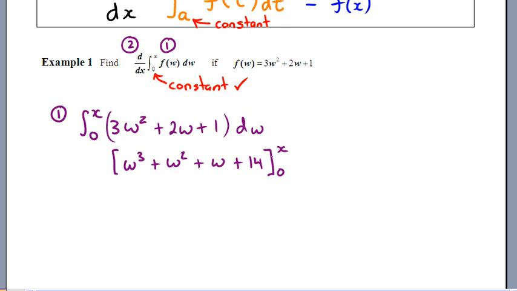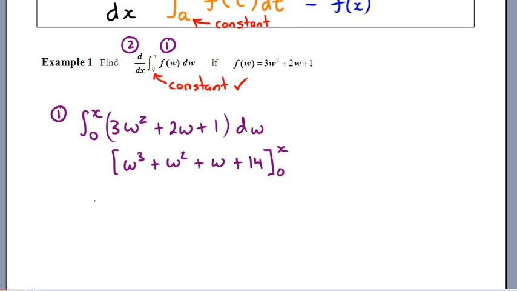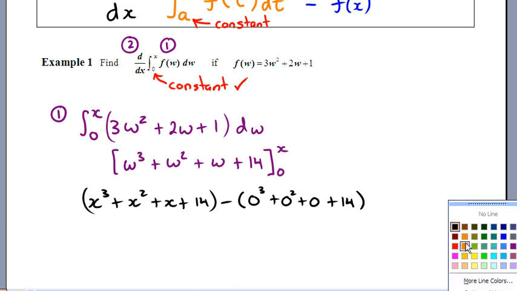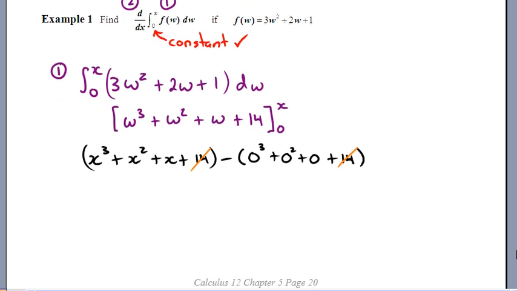And now I have to put x's into the story and then zeros into the story. When the x's go in, I'll have x cubed plus x squared plus x plus 14. Okay, great. And now I'm supposed to subtract what happens when I put 0 in. 0 cubed, 0 squared, 0, and the 14. So no matter what I tried to put in there to be sneaky, like this 14, it's gone. It's going out of there. And I'm sitting here after the first step staring at x cubed plus x squared plus x.